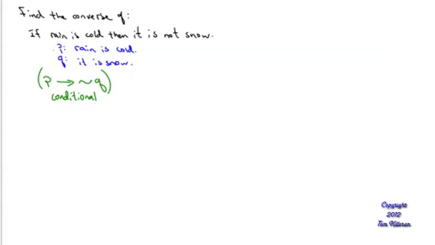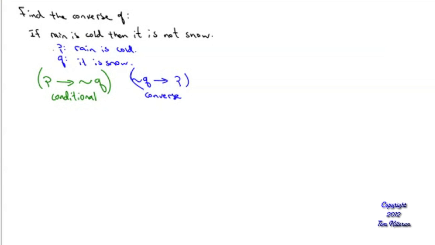Now, I'm not going to say this is equivalent to its converse. I'm just going to say, what is its converse? So what is the converse of P arrow not Q? What does a converse do? Flip. Takes the two letters and just flips them. So the converse of that is going to be squiggly Q, arrow P. And no, you don't need the parentheses. I'm just grouping them to keep them separate from one another.